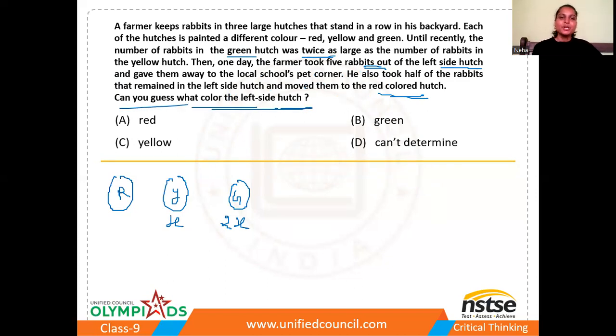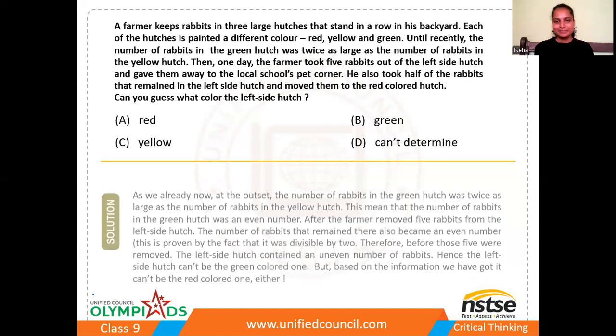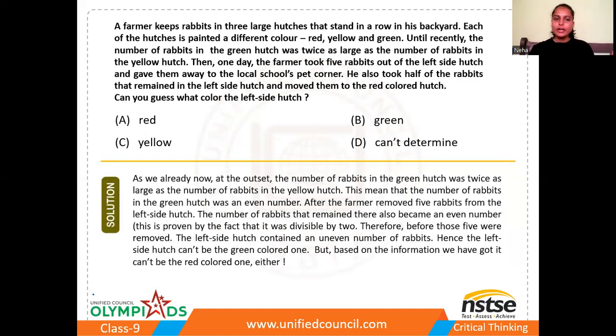So this question is quite logical. Let me explain this one by one. I have some theory for this question, which I think you can read. We already know that at the outset the number of rabbits in the green hutch was twice as large as the number of rabbits in the yellow hutch. This is given in the question. So this means that the number of rabbits in the green hutch was an even number, right? Twice, that means even number, correct?